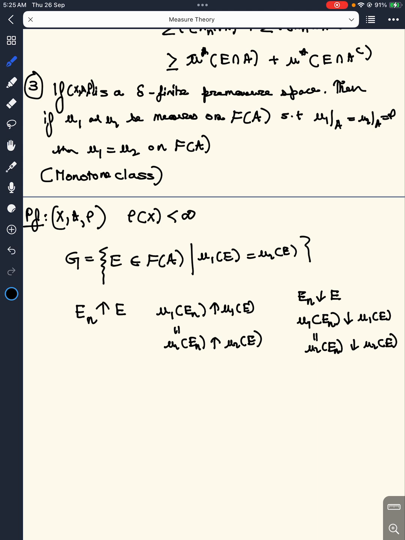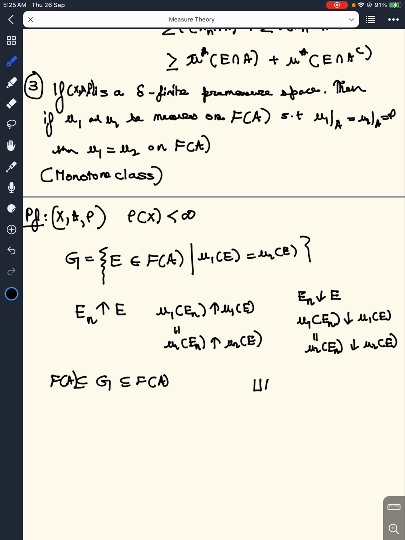So G is a monotone class containing the algebra. And it contains m of A, which is the same as F of A. So G is the monotone class generated by the algebra. So G is contained in F of A, and G contains m of A, that is F of A. So G is equal to F of A. This finishes the finite measures case. Now you do the sigma finite measures case.